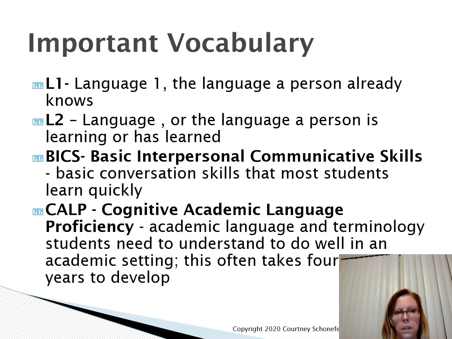All right, L1, you've already heard me talking about that, is language 1, the language a person already knows. L2 is the language a person is learning or has learned, also called the target language. BICS is basic interpersonal communicative skills. That's basic conversational skills that students pick up pretty quickly, very often in a year. Whereas CALP, cognitive academic language proficiency, takes 4 to 7 years to develop, and that is the language you need to be successful in the classroom. Academic, high-level language, right? Specific terminology.